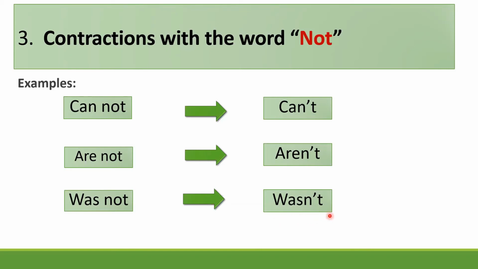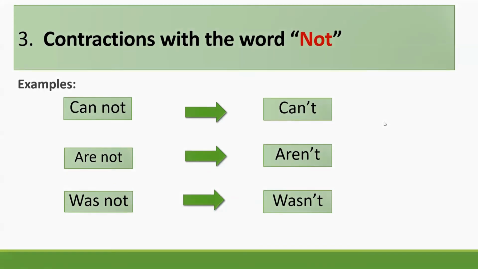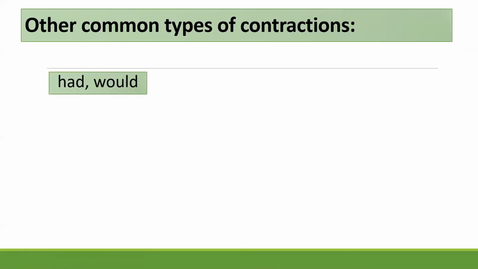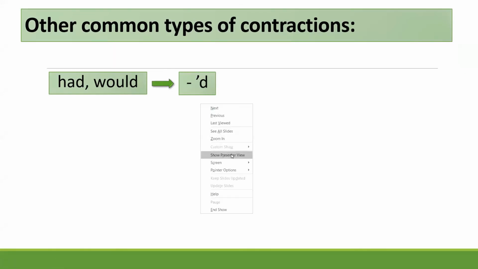Okay. And then we also have other common types of contractions. For example, we have here the words had and would. These are the past forms of has and will. So it will become just write apostrophe D in every word. Let's have an example later.